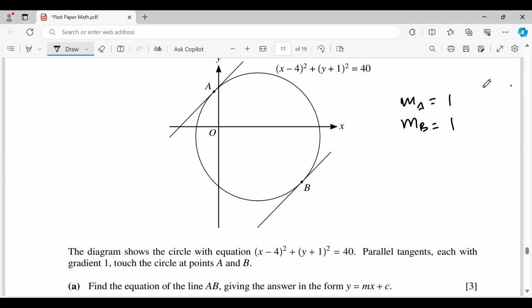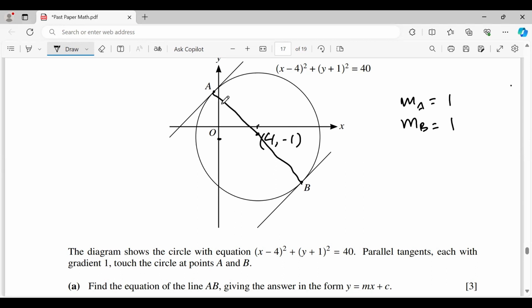Line AB, right, like this. Okay, so line AB goes through the center of the circle. The center of the circle is x equals 4 and y equals negative 1, so (4, -1). This is 4. This is negative 1, right?